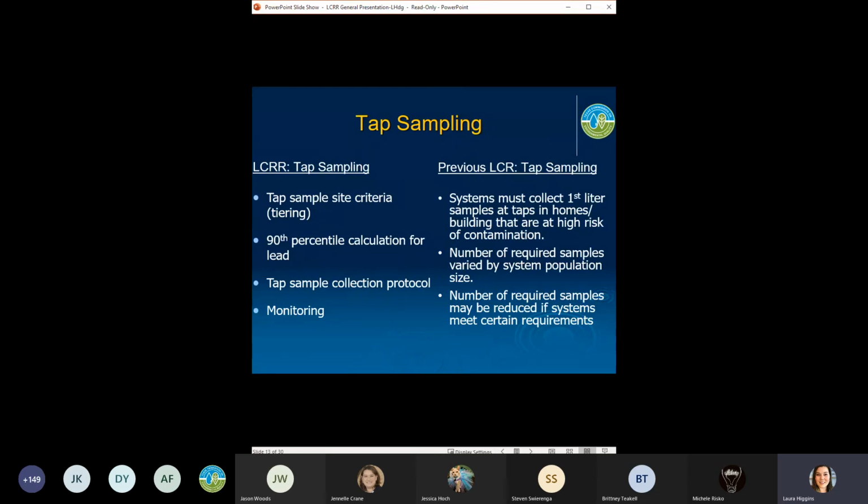And finally, for monitoring, systems must now have lower lead levels longer in order to go on reduced monitoring. Systems above the trigger level but below the action level must monitor at least annually and are not eligible for reduced triennial monitoring. Systems above the action level must monitor every 6 months, with results at or below the action level for 2 years. Also, systems with a new source water or long-term treatment change must monitor every 6 months.